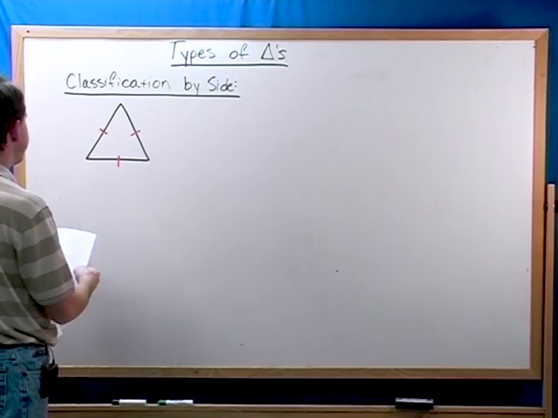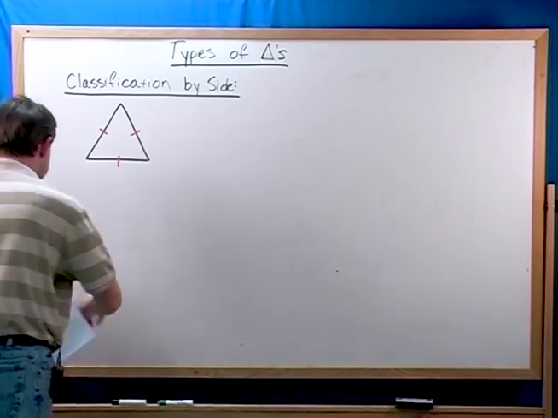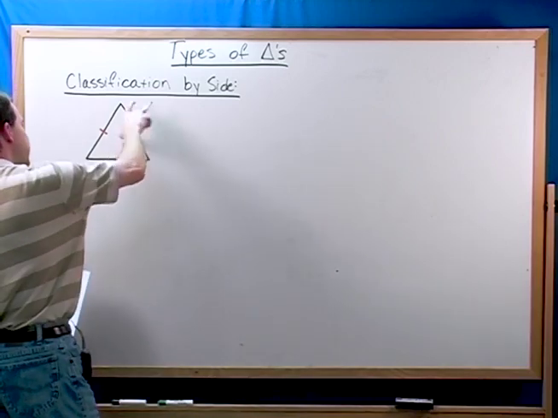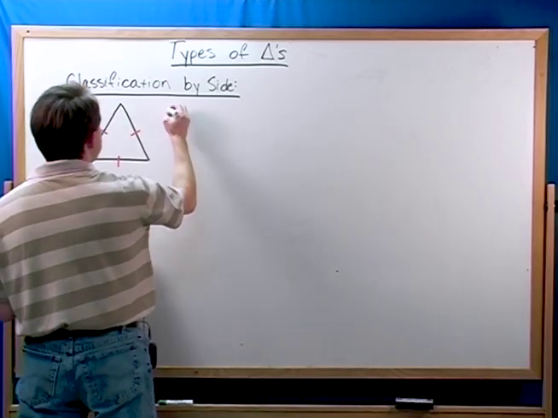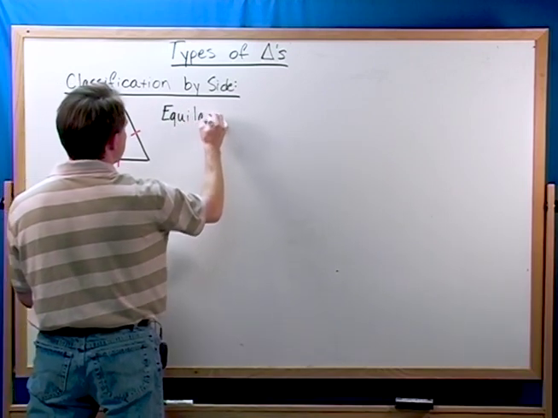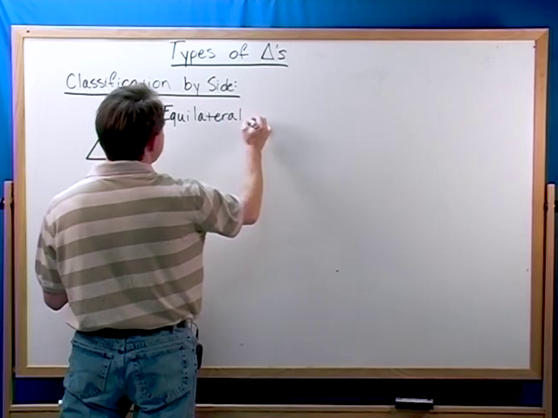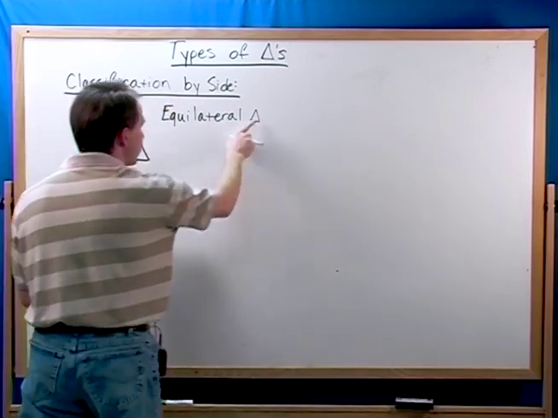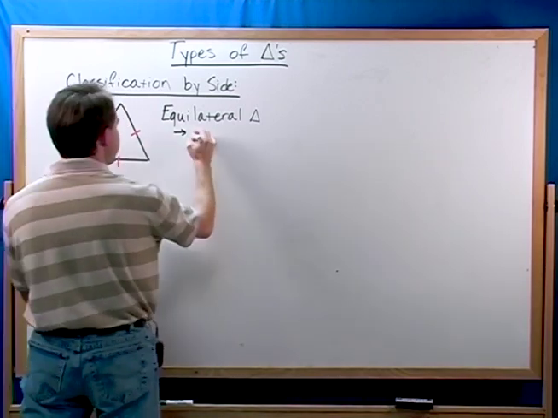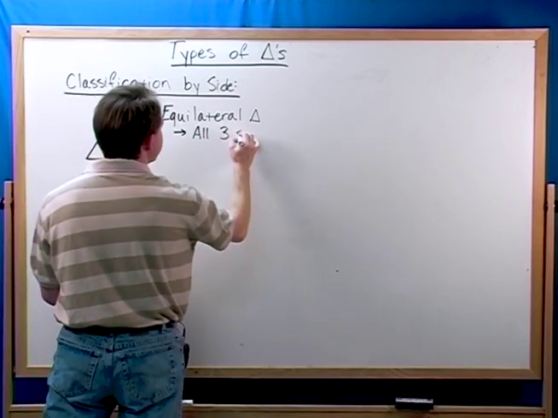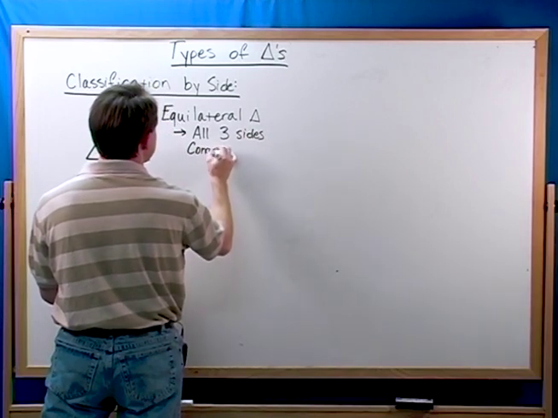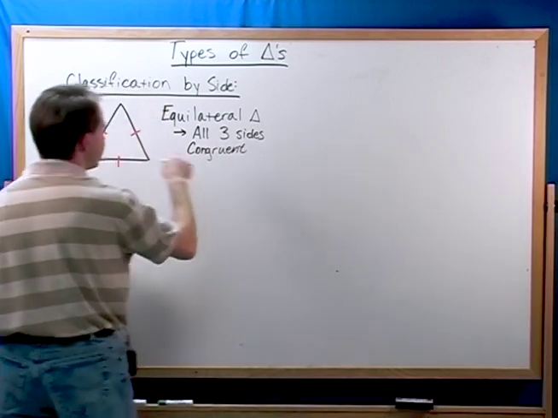But I'm trying to use the terms so that you will not be lost whenever you see them in the textbook. So this triangle with three equal sides is called an equilateral triangle. Okay, an equilateral triangle. And all this means is what we already showed here, that all three sides are congruent. Which, don't forget, congruent just means they're equal.